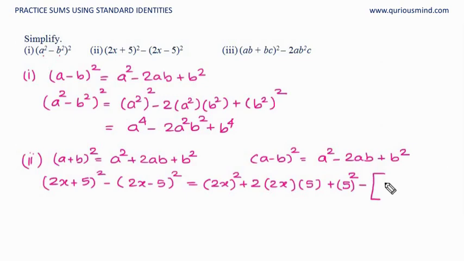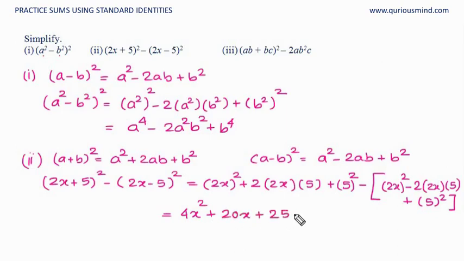Here a square again, minus now, plus, bracket complete. So let's now simplify. 2x whole square is 4x square plus 2x into 5 is 10x into 2, 20x, plus 5 square is 25, minus inside bracket 2x whole square is 4x square, minus 20x again and plus 25.